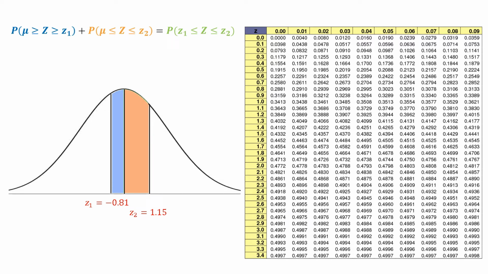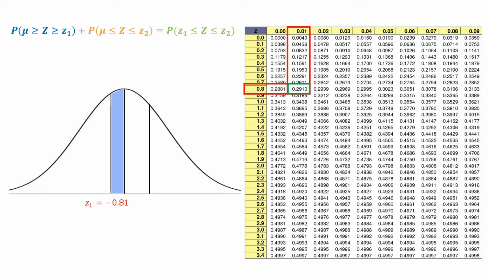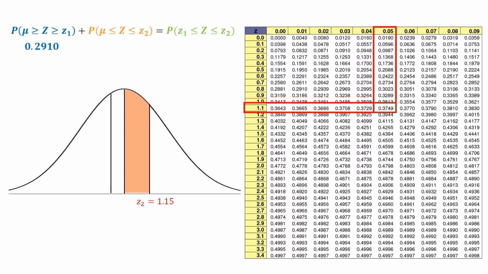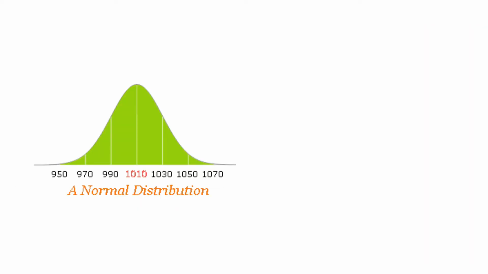First, we have to determine the area from -0.81 to the mean. According to the table, that is 0.2910. If we get the area from the mean of z equals 1.15, that is 0.3749. Adding both areas, we get 0.6659. Thus, the area between z equals -0.81 and z equals 1.15 is 0.6659.